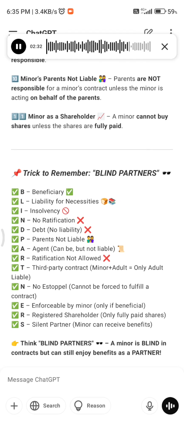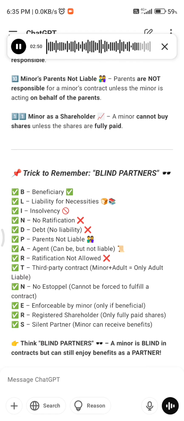B. Beneficiary. L. Liability for necessities. I. Insolvency. N. No ratification. D. Debt, no liability. Parents not liable. Agent, but not liable.